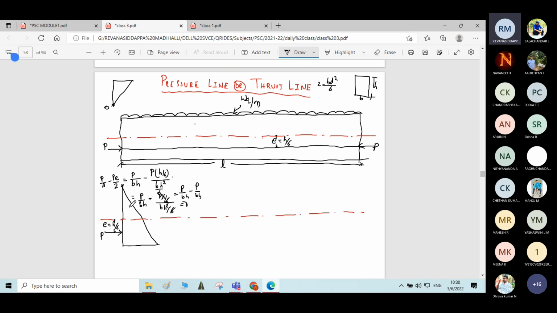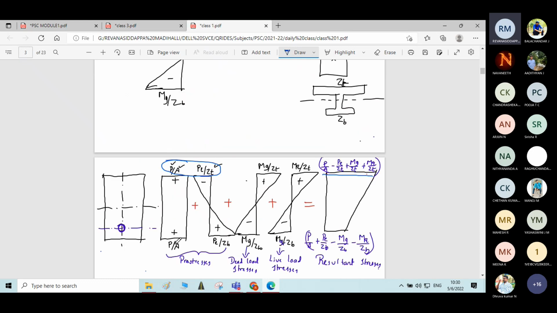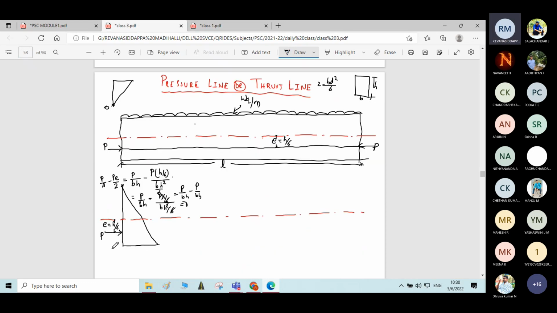And you will get some value at the bottom fiber. For the bottom fiber, we have the formula P by A plus PE by Z. You will have some stress, but at the top fiber, it is 0. This is the nature of the stress distribution when the prestressing force is applied at an eccentricity of h by 6.